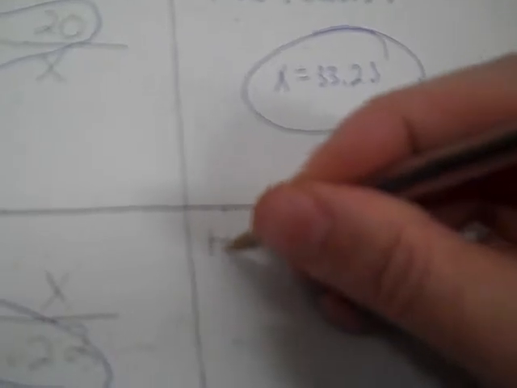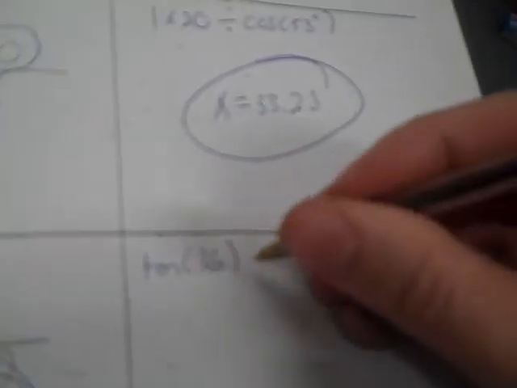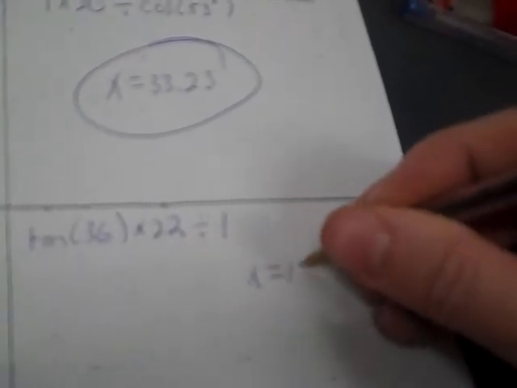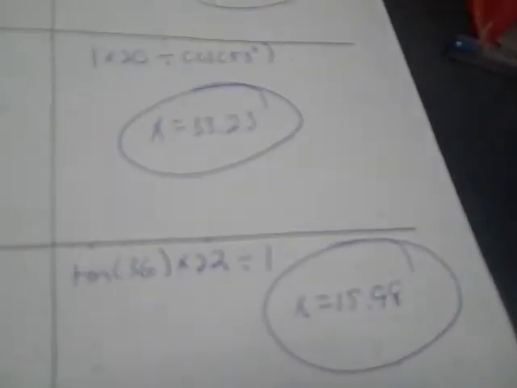Okay, next, here's x, so I will be timesing that. I will be taking tan 36 times 22 divided by 1. So tan 36 times 22 divided by 1. Okay, I got 15.98. This will be very beneficial as we move forward.